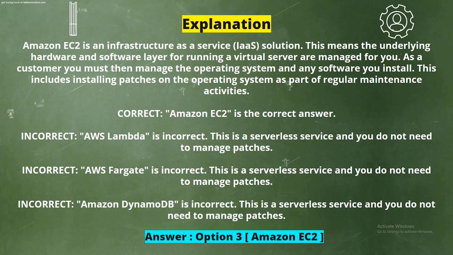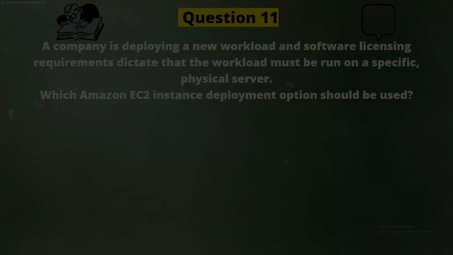Incorrect. AWS Lambda is incorrect. This is a serverless service and you do not need to manage patches. Incorrect. AWS Fargate is incorrect. This is a serverless service and you do not need to manage patches. Incorrect. Amazon DynamoDB is incorrect. This is a serverless service and you do not need to manage patches. Next question.